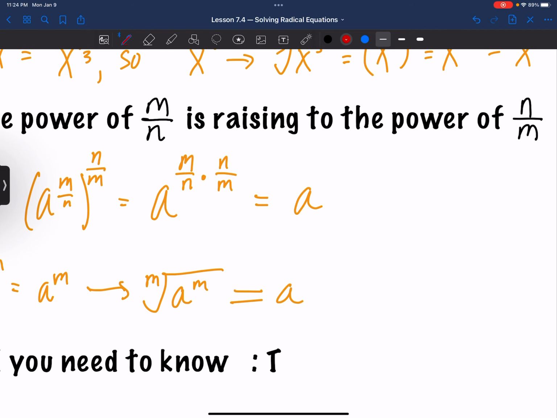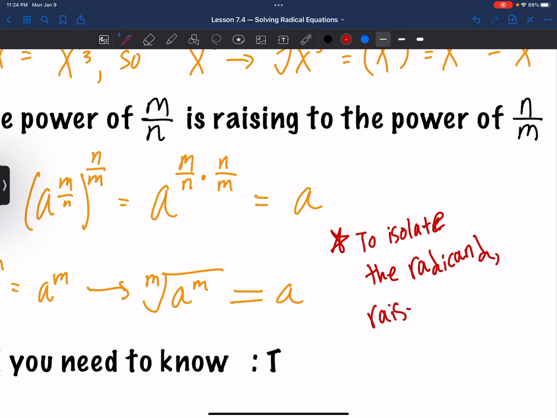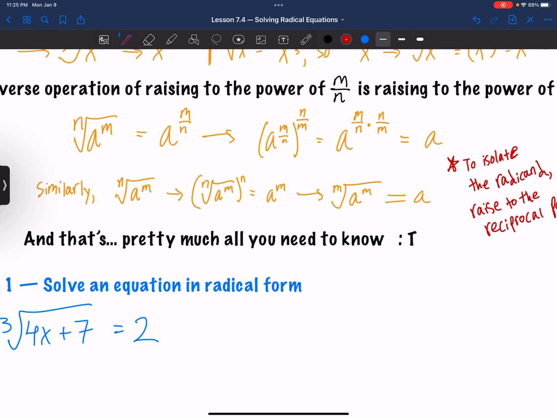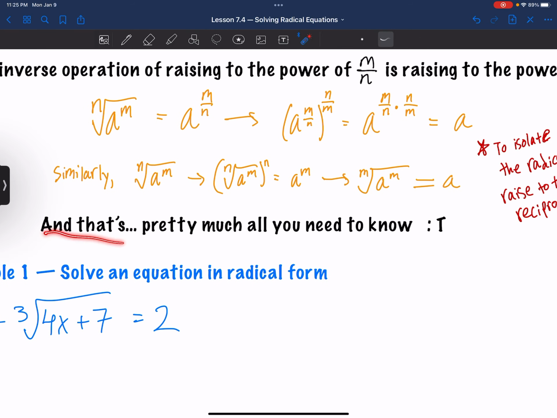I might jot this down in your notes: to isolate the radicand, assuming you want to do that, raise to the reciprocal power. I might write that down. So if you want to isolate your radicand, because that's usually where our variables are going to be, under that square root, just raise it to the reciprocal power. And that's it. That's pretty much all you need to know.